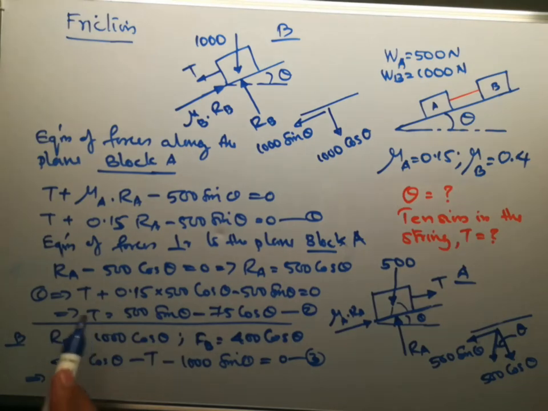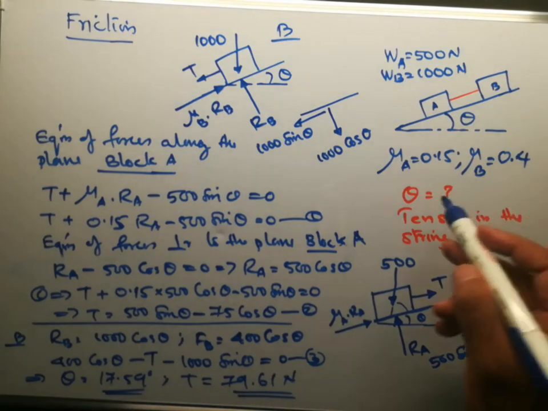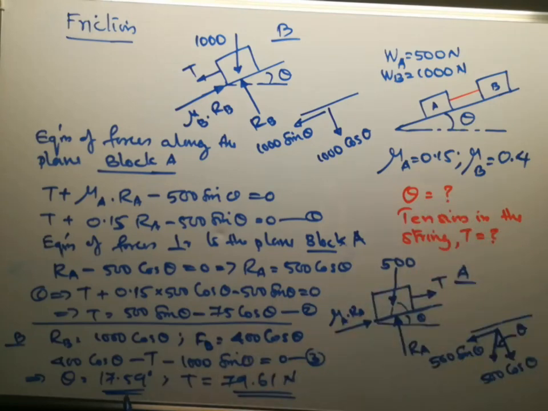When we solve equation 2 and equation 3, we will get theta equal to 17.59 degrees. And in either of these equations, if we substitute the value of theta, we will get T equal to 79.61 Newton. So these are the answers. The inclination of the plane theta is 17.59 degrees and the tension in the string T is equal to 79.61 Newton.